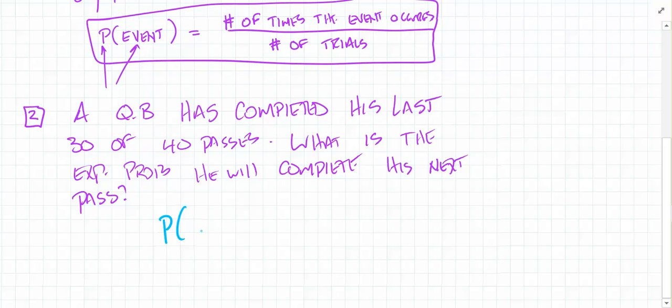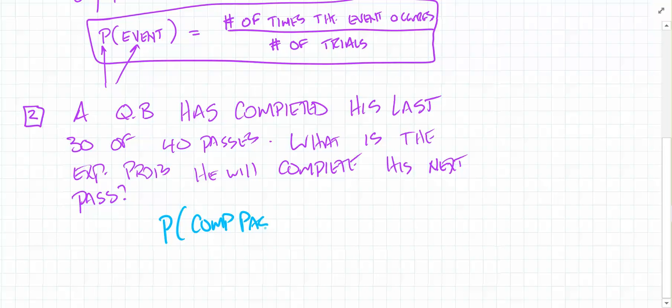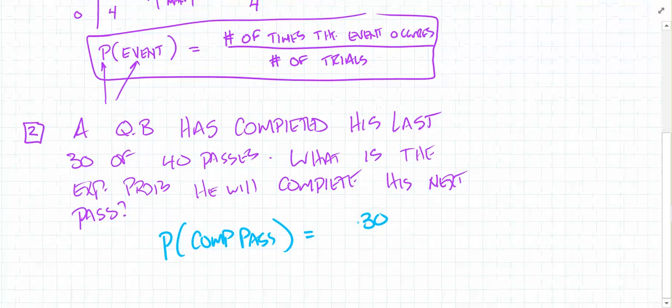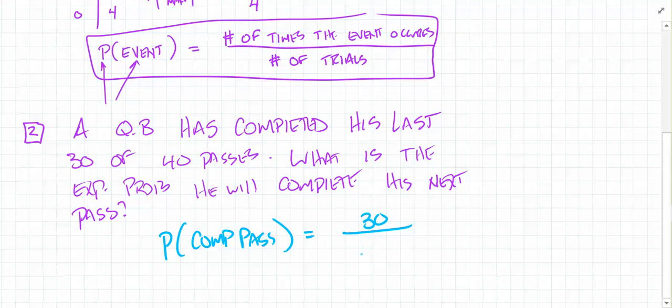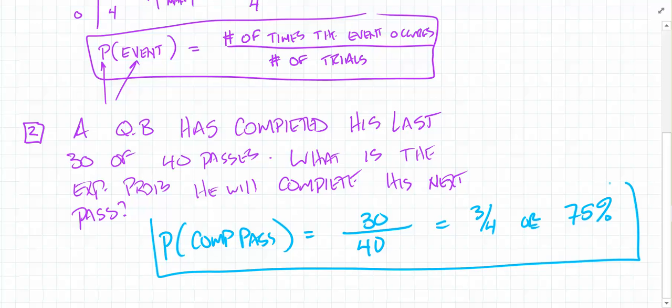So the way that we would write it out is, the probability of completing a pass on his next pass is going to be the number of times that the event occurs, 30, out of the number of times that we've had tries to do it, which is 40. So he has completed 30 of 40. So the experimental probability for his next pass would be 3 out of 4, or what would that be, everybody? 75%. All right, does that make sense? 75%.